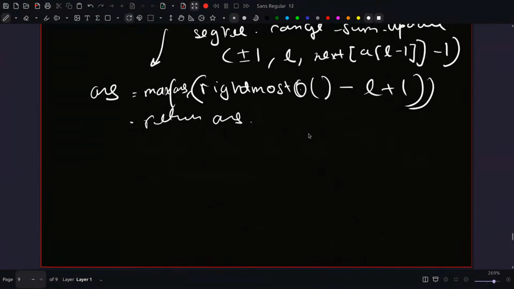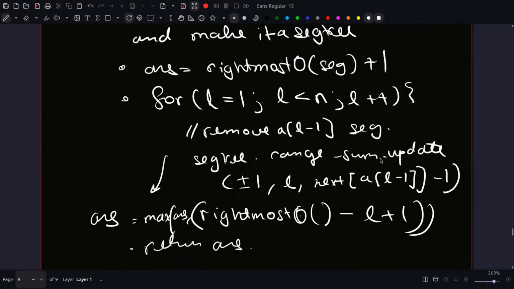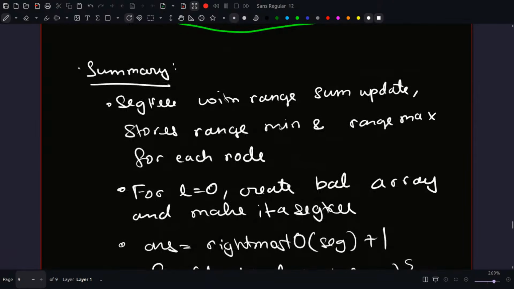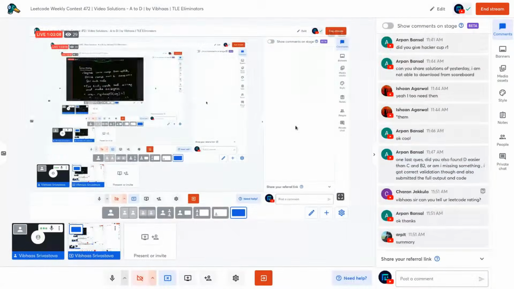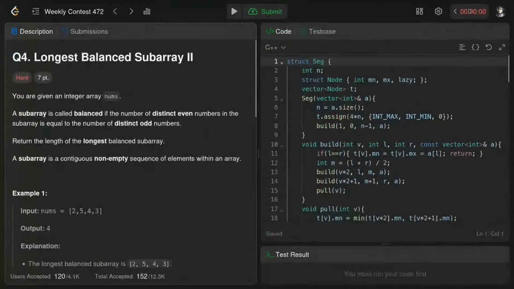The time complexity of this is just n log n, since each operation of the segment tree is just log n. So range sum is log n, and finding the rightmost zero is also log n. We're just traversing down the nodes. So the whole time complexity will be n log n itself. So let's have a look at the code for this.